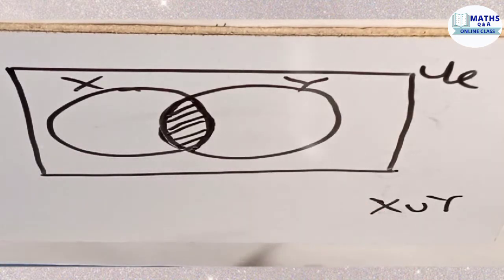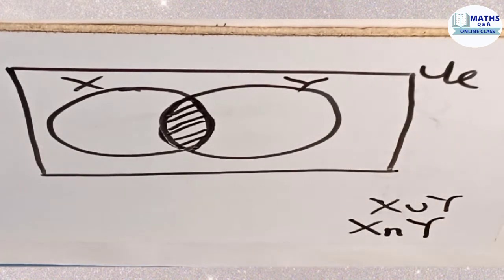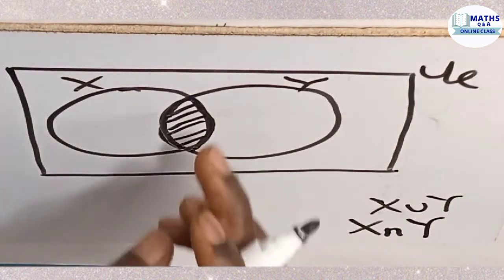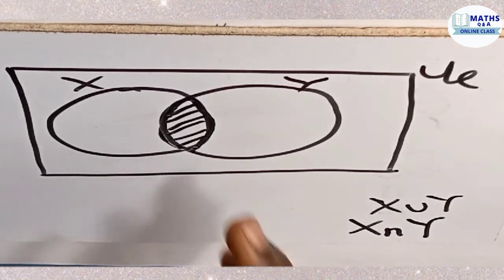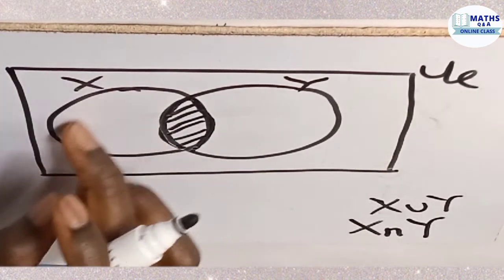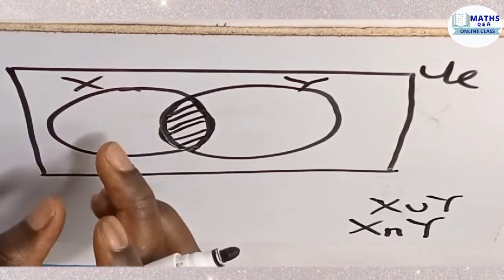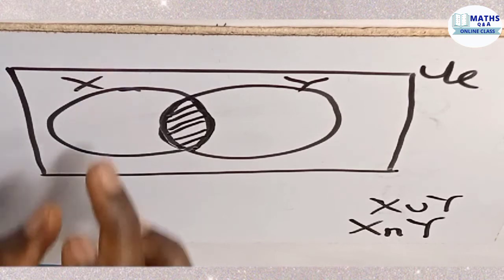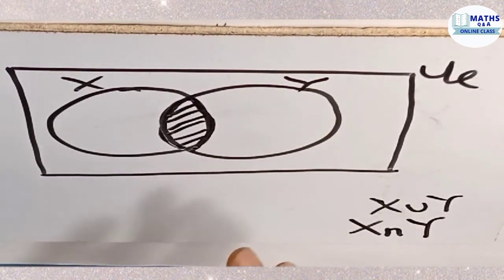So let me write it here. We have X intersection Y, right? So that represents the members that are found in X and can also be found in Y, right? So this portion which is not shaded but is found in X is called X only. Those ones are not found anywhere else. They can be found only in X. And then this side is for Y only, members which can be found in only set Y.